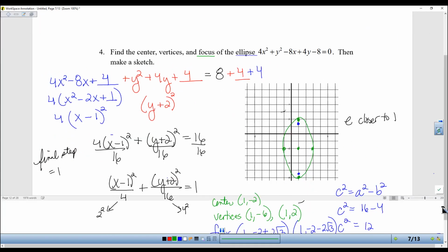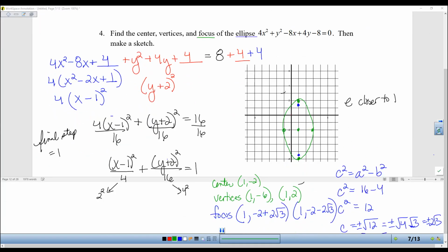This eccentricity is, let's see, eccentricity is C over A, where's my C? Square root of 12 over my A, which is 4, and the square root of 12, getting my calculator out, divided by 4 is, thanks for waiting, 0.866. That is definitely a lot closer to 1, right? Which makes a lot of sense.